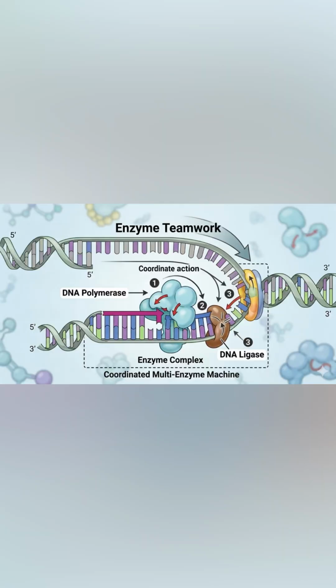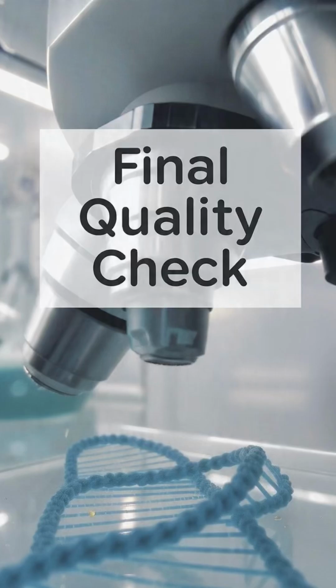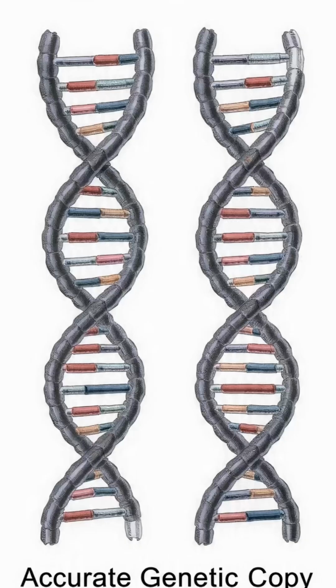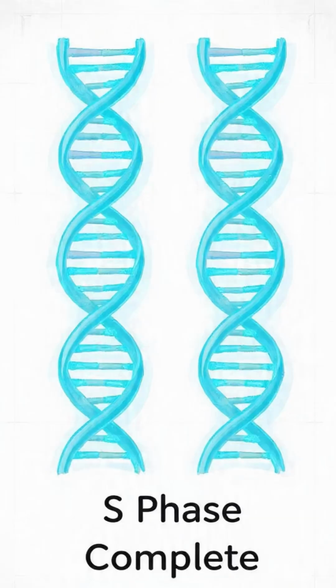Finalization and success. Final quality check. Polymerase proofreads final strands. Daughter DNA molecules identical. Two new DNA molecules side by side. Cell ready for the next cycle. DNA is complete. S phase is done.